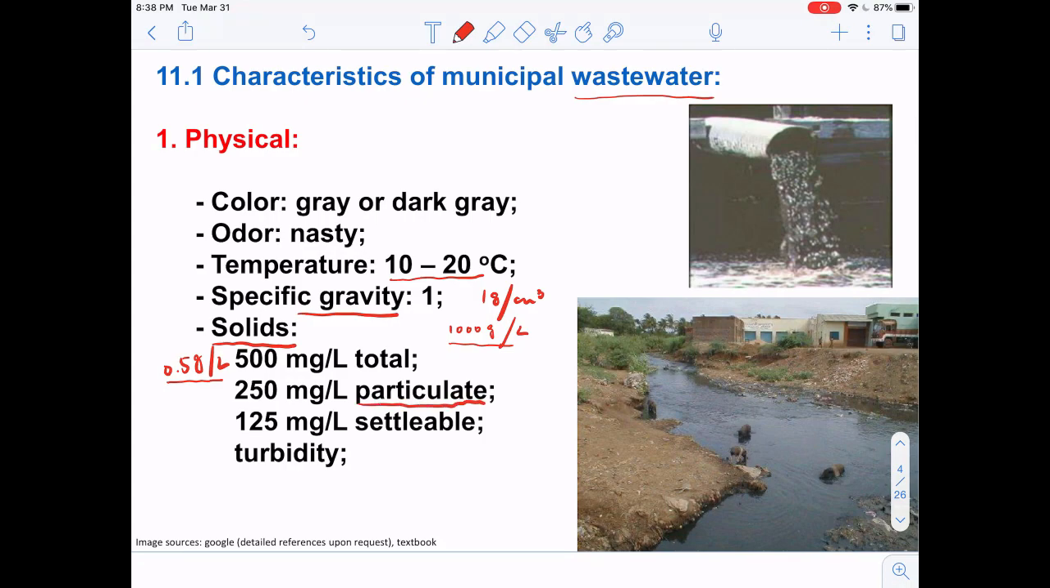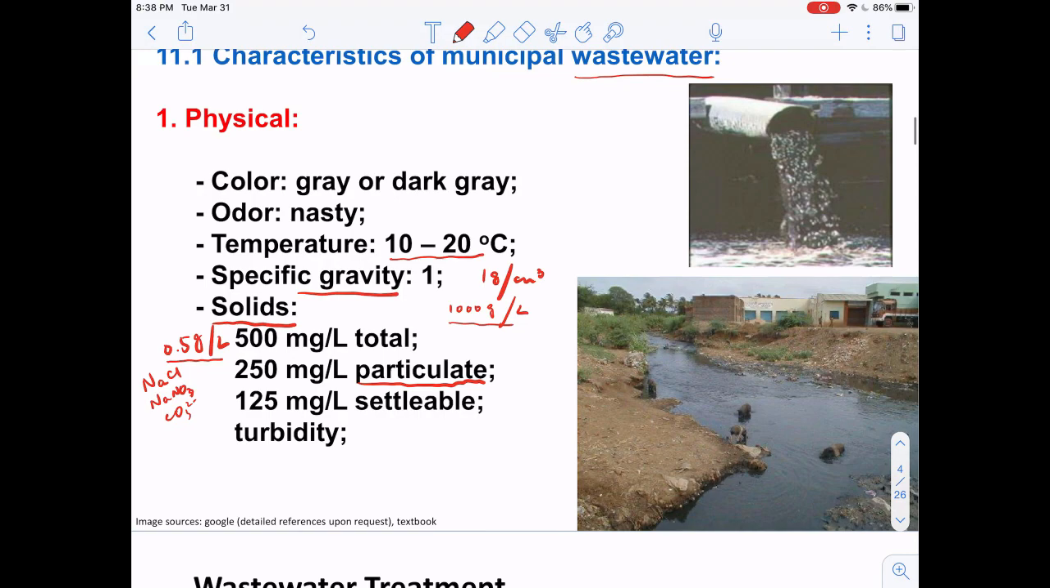So what about the other half? Typically the other half will exist as salts or ions, for example sodium chloride, sodium nitrate, or carbonate, and so on and so forth, right? Those will just be dissolved into the water, while the other half of the solids will exist as particulates.